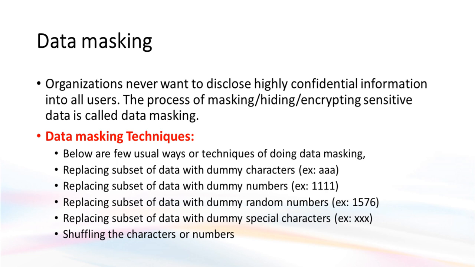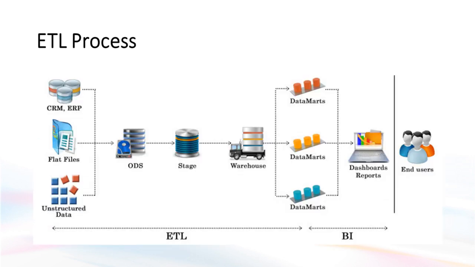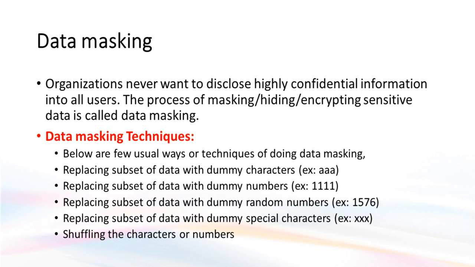Okay, but on the database side, we have two types of masking. One is persistent masking, another one is dynamic data masking. Persistent masking and dynamic data masking. So what does persistent data masking mean? For example, if you have a data warehouse, let me show you.